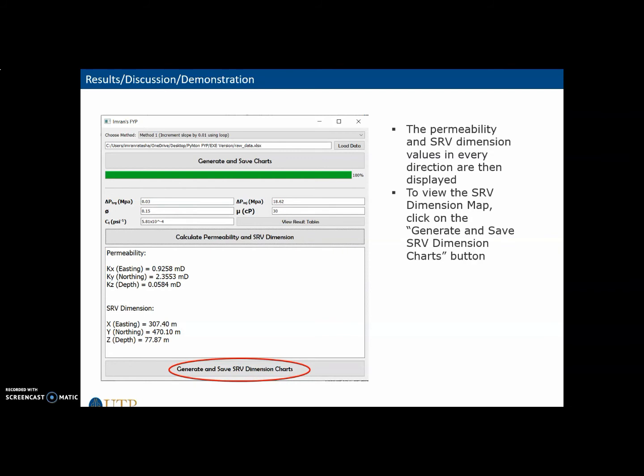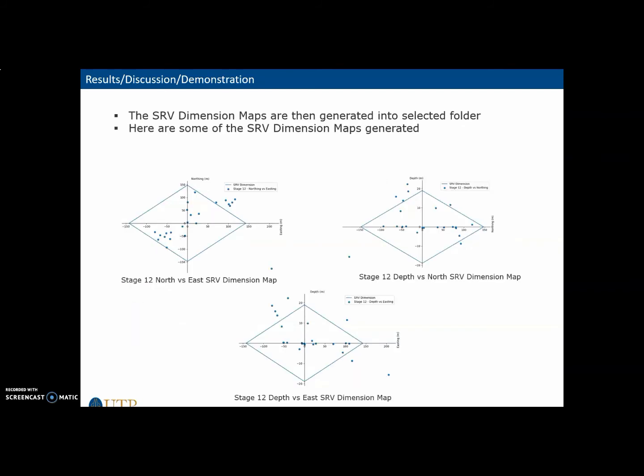The user then can click on the Generate and Save SRV Dimension Charts button to generate the SRV dimension maps for illustration of the SRV. These are examples of the SRV dimension maps generated. The map is generated by finding the midpoint of the data, assigning it to be the point 0,0 and plotting the SRV dimension distance from the midpoint.